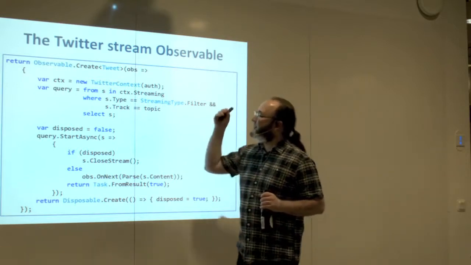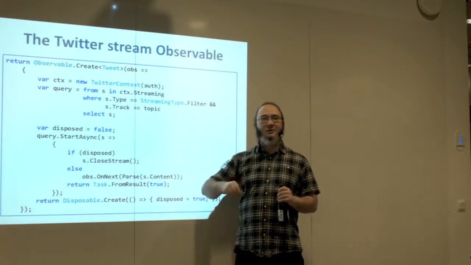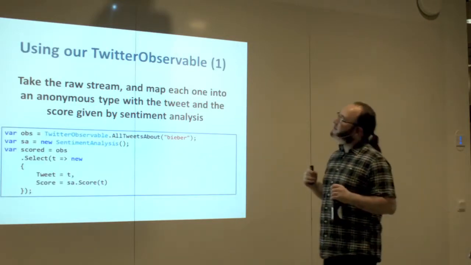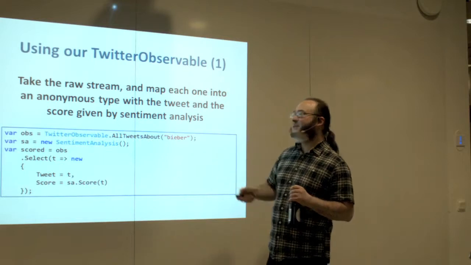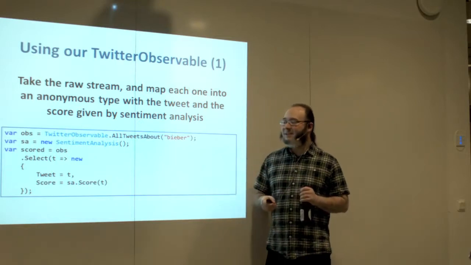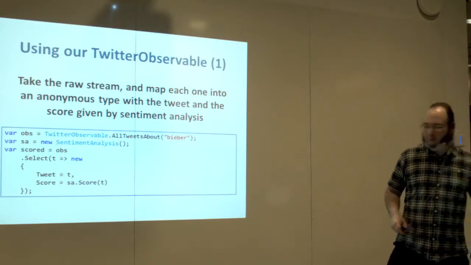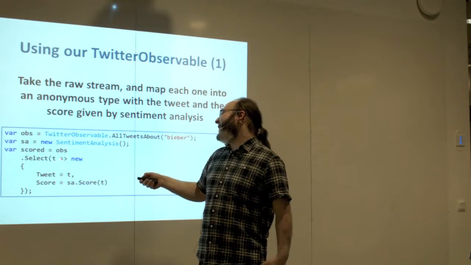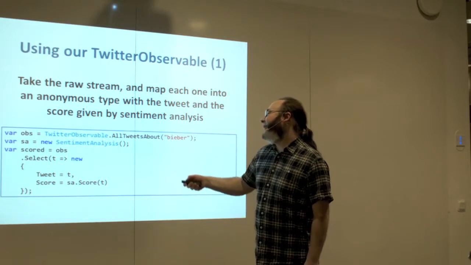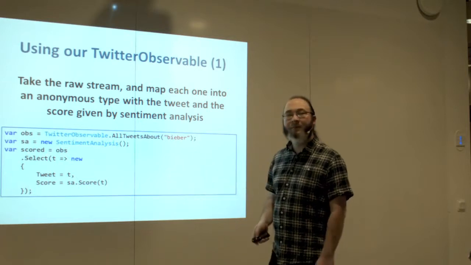Now I have this nice observable of tweet. I've got a way that I can be notified whenever something about a topic shows up on Twitter. Let's wire it up. Let's take tweets about Justin Bieber. Why not? We'll make an instance of our sentiment analyzer, which I've shoved off into an object now. We'll select out a new anonymous object containing the tweet and the score. Remember that these are all observables: obs is, of course, but scored is as well.